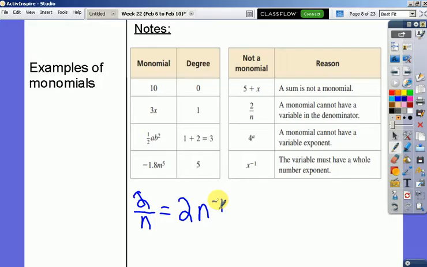So 2 to the x. Those exponential functions that we talked about. 4 to the a, 4 to the x. And then, of course, the last one is x raised to the negative 1. We cannot have a negative exponent. It's not a whole number. So that is not a monomial as well. Do you have a question about what makes a monomial and what does not make a monomial?